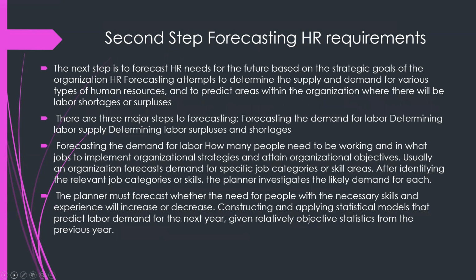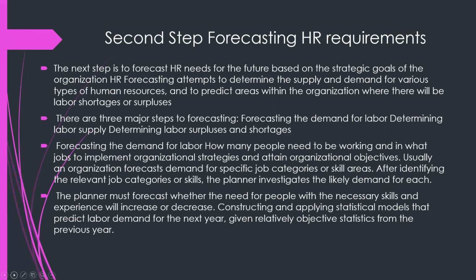The next step is about forecasting human resource requirements, that is, the needs for the future based on the strategic goals of the organization. Human resource forecasting attempts to determine the supply and demand for various types of human resources and to predict areas within the organization where there will be labor shortages or even surpluses. There are three major steps to forecasting: forecasting the demand for labor, determining labor supply, and determining labor surpluses and shortages.